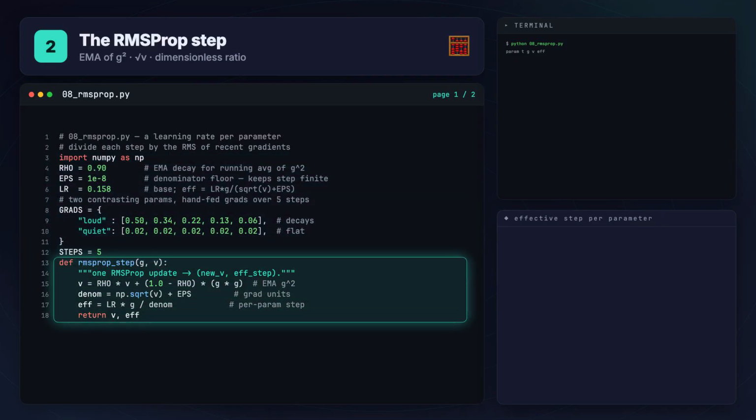The core, the RMSProp step function, 6 lines that are the whole episode. Square the gradient, update the running average, V equals rho times V plus 1 minus rho times g squared, compute the denominator, square root of V plus epsilon. The effective step is g over denom. That's the dimensionless ratio from scene 5. Multiply by the base learning rate to get the actual update, return the new V and the effective step so we can log both. Notice the function never sees the network. It only needs a gradient and the previous V.